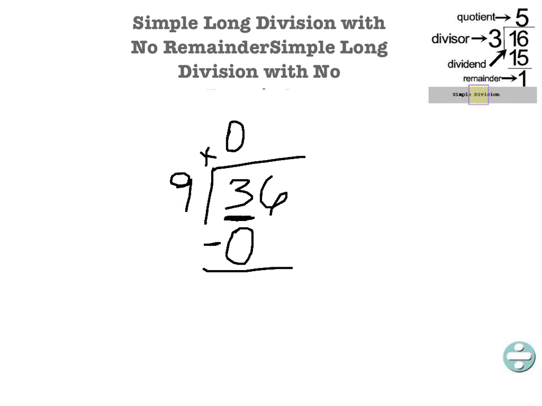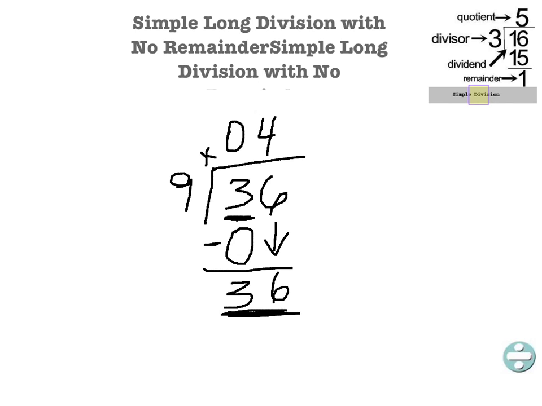0 times 9 is 0, which we've done, and we've placed the 0 under the 3. Now we have to subtract. 3 take away nothing is 3, and the next thing we do is bring down the next number, which is the 6. Now we have to ask ourselves how many times 9 can go into this 2-digit number, 36. Or another way of looking at it is saying 9 times what is 36. And if you know your multiplication tables, then you know that 9 times 4 is 36. And the 4 goes above the 6.